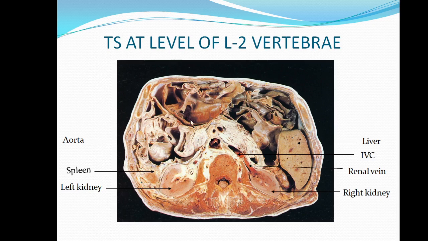In this transverse section of the abdomen, taken at the level of the L2 vertebra, you can see the two bean-shaped kidneys present on either side of the vertebral column in the paravertebral gutter. So this is the paravertebral gutter in the posterior abdominal wall where you find the kidney.